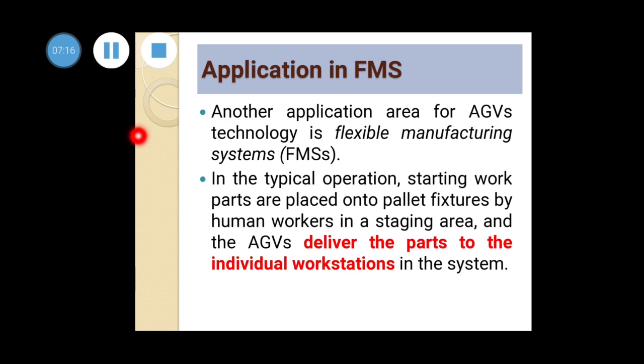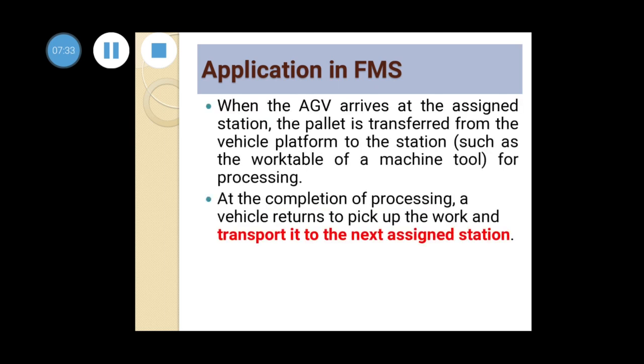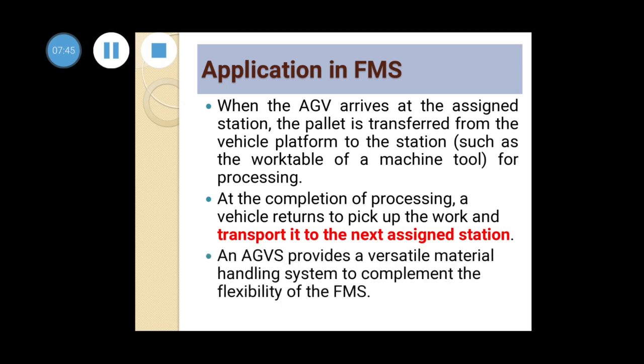Another application area for AGVs is the flexible manufacturing systems, which we learned about in the earlier part of the unit. In typical operation, starting work parts are placed into pallet fixtures by human workers in the staging area, and the AGVs deliver the parts to the individual workstations in the system. When the AGV arrives at the assigned station, the pallet is transferred from the vehicle platform to the station, such as the work table of the machine tool, for processing. After the completion of processing, a vehicle returns to pick up the work and transport it to the next assigned station. An AGV provides a versatile material handling system to complement the flexibility of FMS.